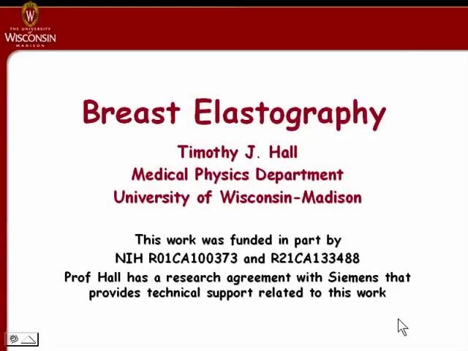Okay, I'm Tim Hall. I'll be talking about breast elastography, some of our work. I want to point out that we have technical assistance from Siemens. They provide assistance that allows us to get into their system and do some of the programming that's necessary to execute the work that we're talking about here.